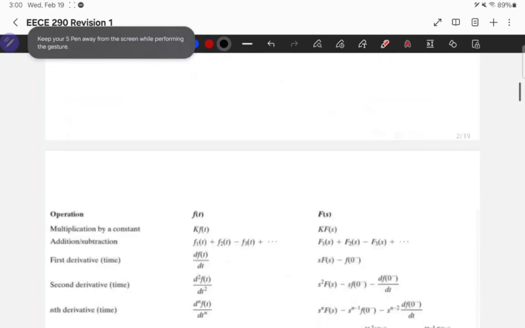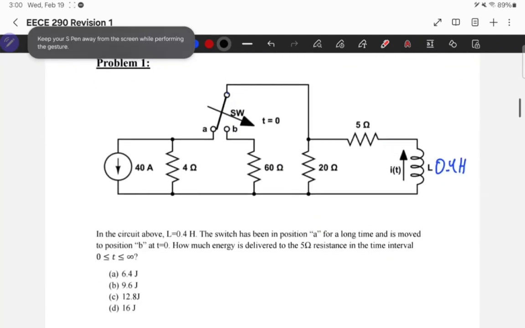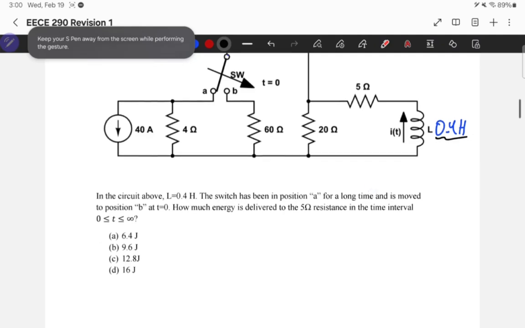So let's begin with problem 1. In problem 1 we have in the circuit above L is 0 Henry. The switch has been in position A for a long time and is moved to position B at time equals 0. So we have switching at time equals 0. The question is how much energy is delivered to the 5 ohm resistance in the time interval 0 to infinity. So we need the energy dissipated across the 5 ohm resistor for all time from 0 to infinity.